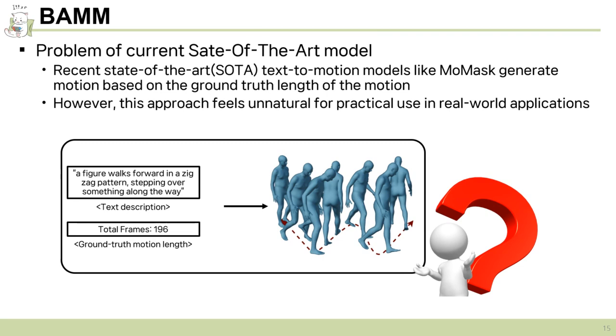For instance, as seen in this example, MoMask generates a motion sequence strictly based on the predefined total number of frames. While this approach works well for research, it can feel unnatural and impractical for real-world applications where such information may not always be available or accurate. This is where BAMM provides a more versatile solution.